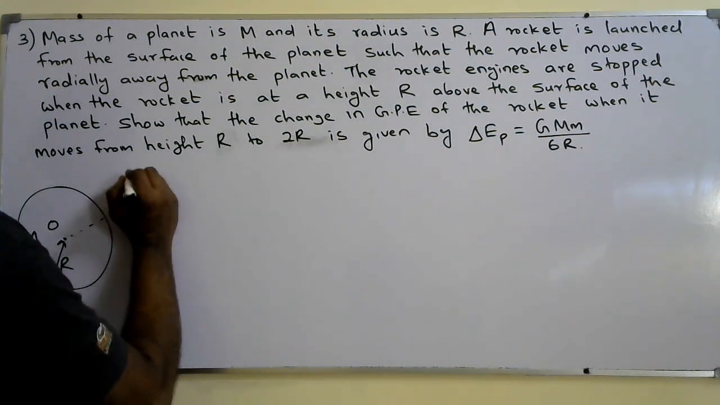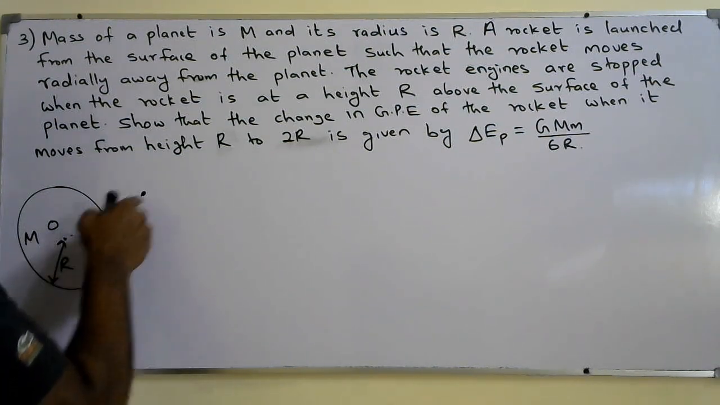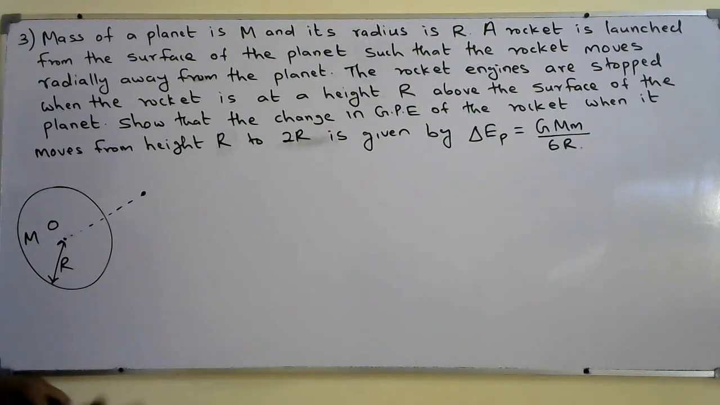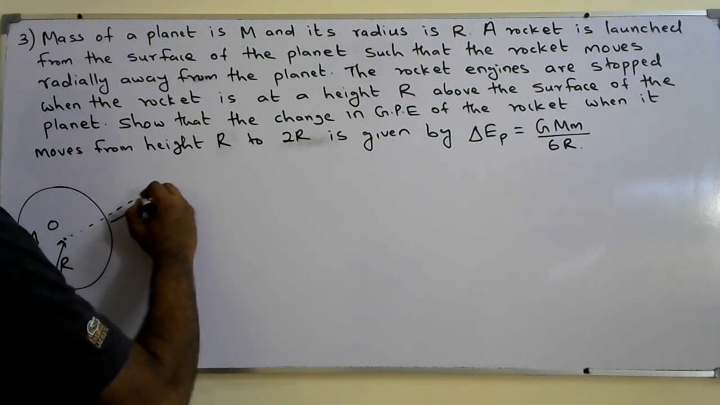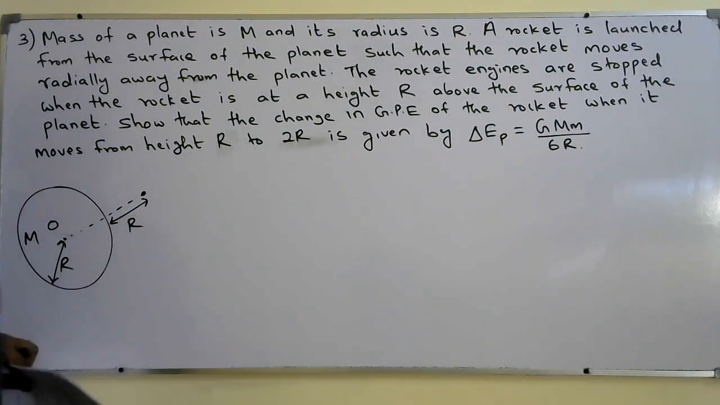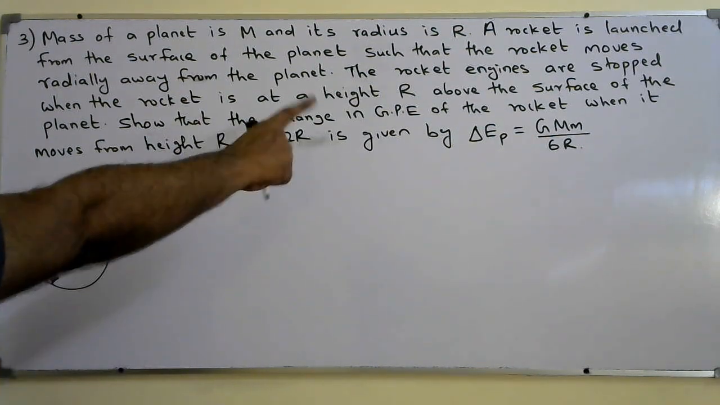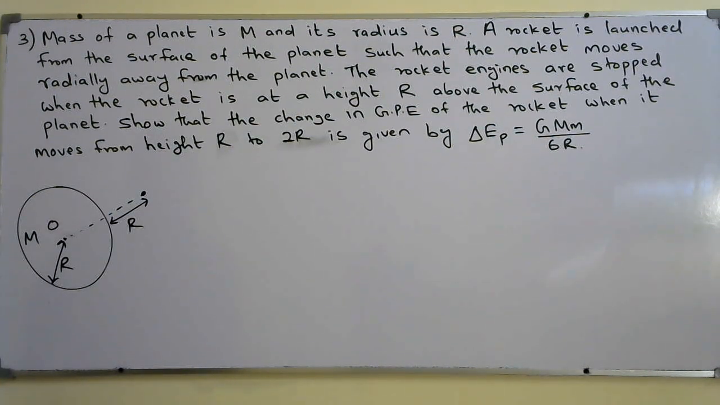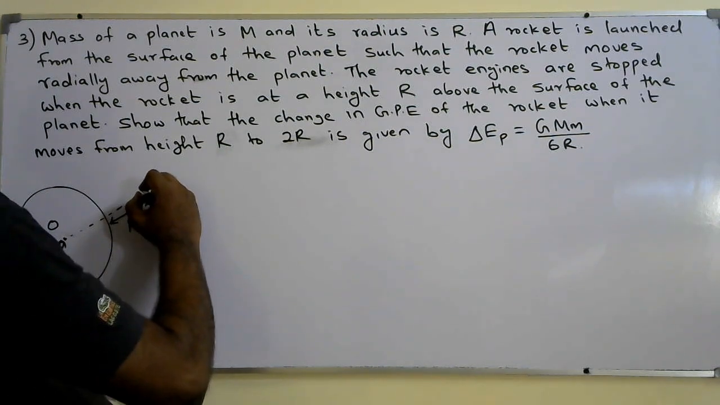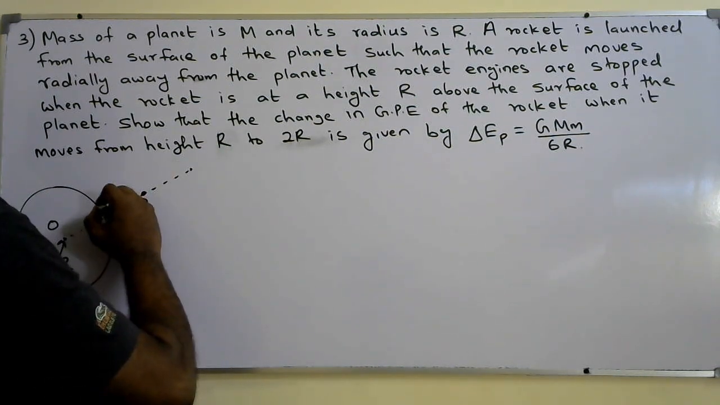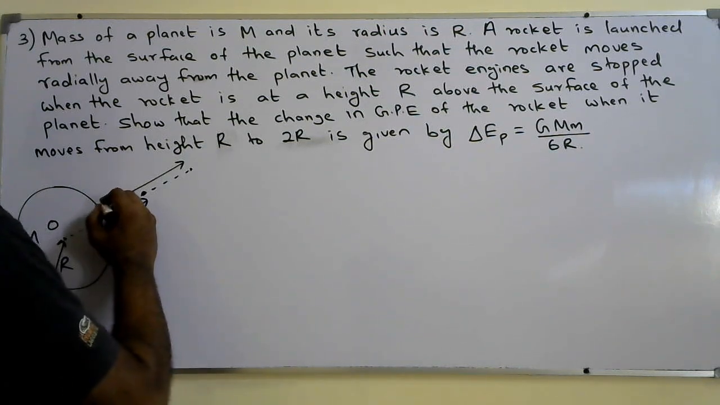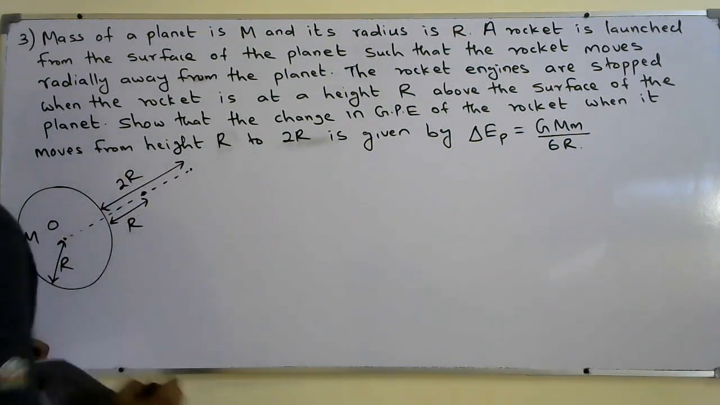So this is R. At that point the engines are switched off. Then it's moving from a height of R above the surface of the planet, and we need the change in GPE of the rocket when it moves from height R to 2R. So it's moving from R to another point which is 2R. That means we can say it's moving from X to Y. When it moves from X to Y, we need to get an expression for this.